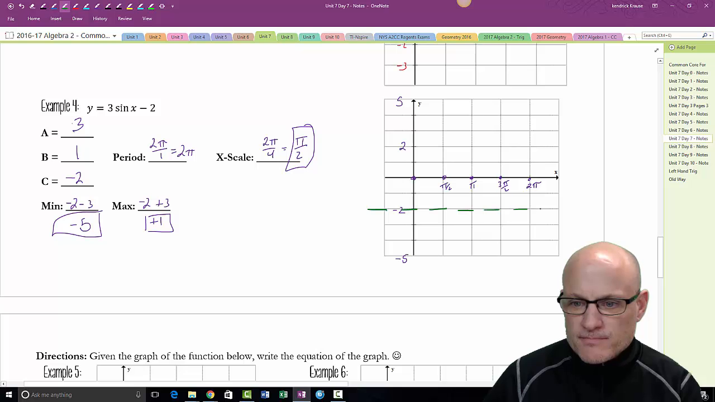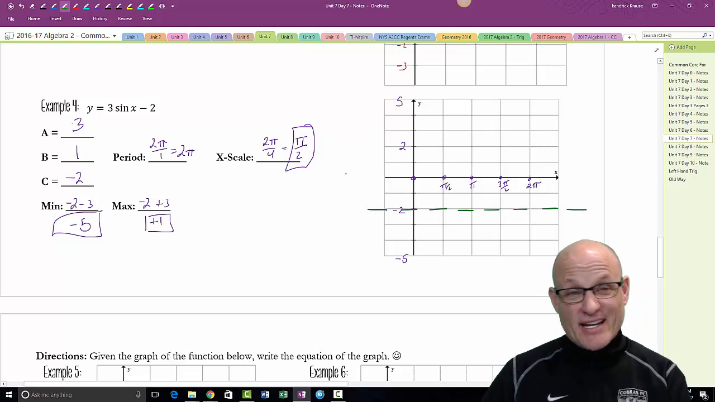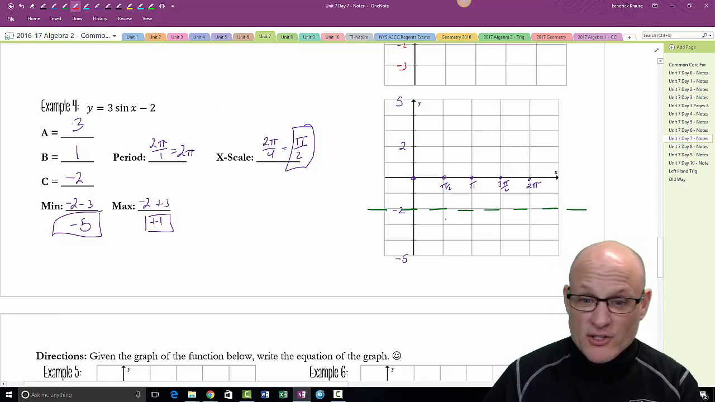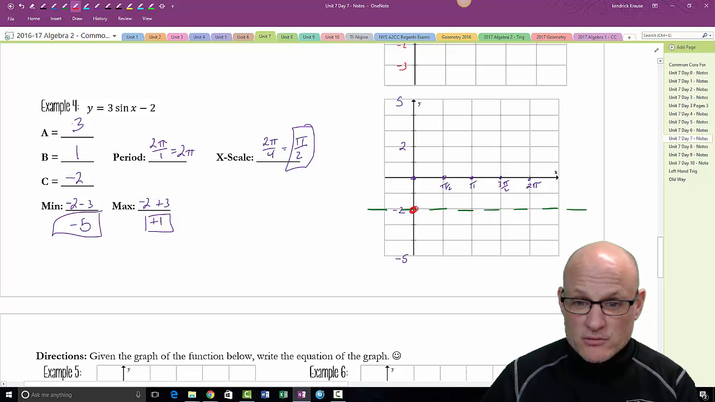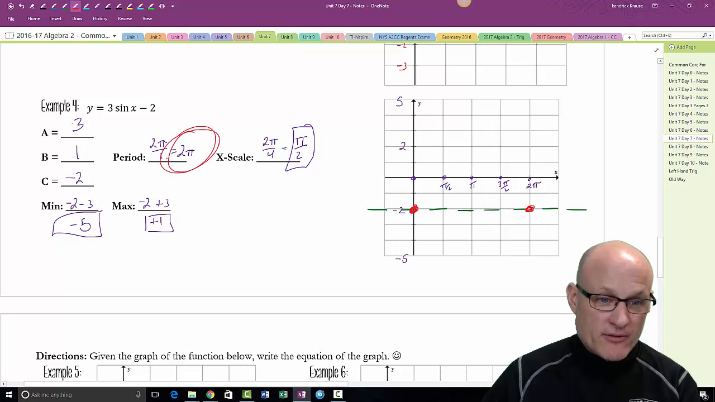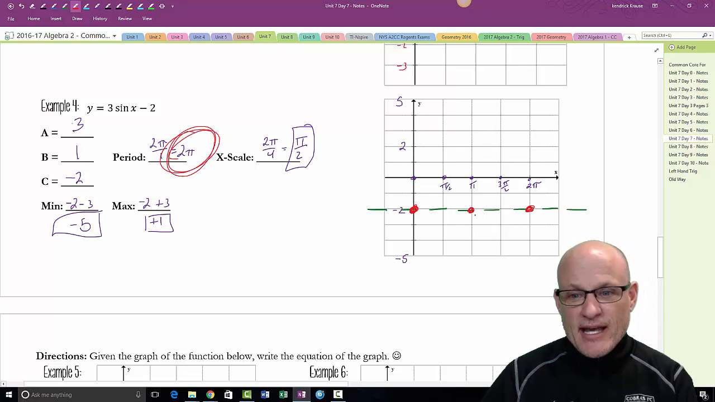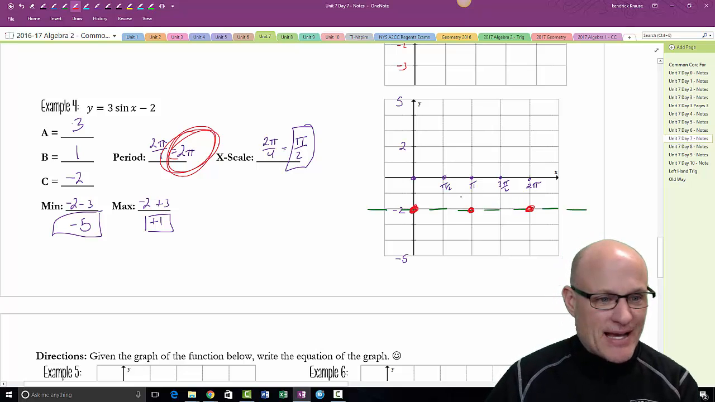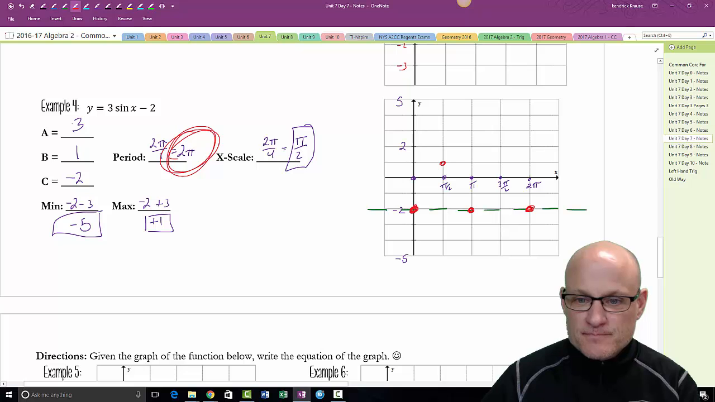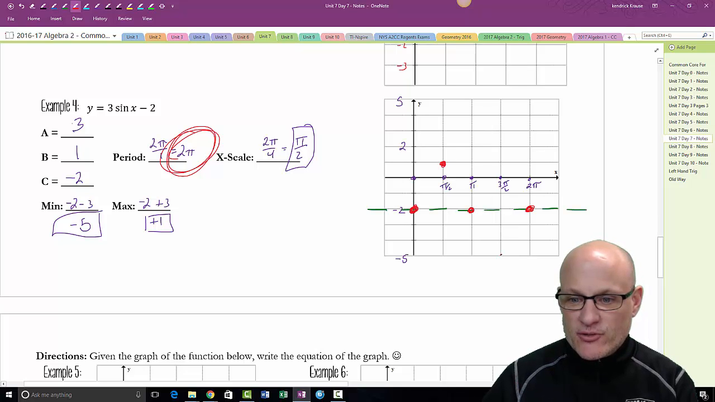Now the cool thing is I only got to finish one curve. So I'm going to start at a 0. I'm going to end it at 2 pi because it's going to take 2 pi to finish one curve. That means halfway in between is a 0. And then halfway in between those are our mins and our maxes. Well, our max is 1. Our min is -5. And there it is.